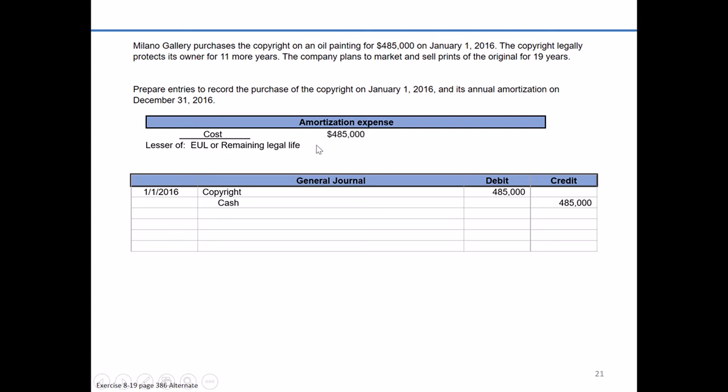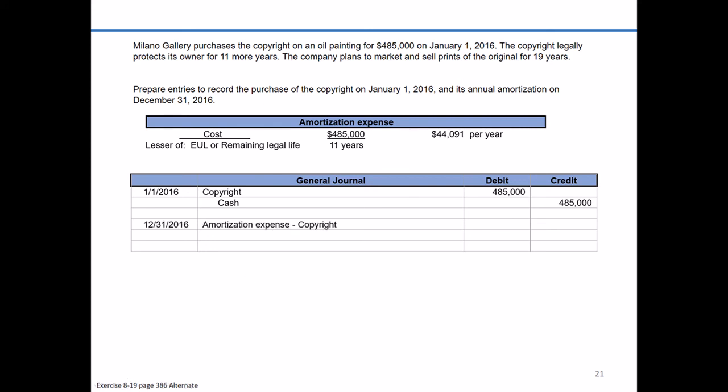So if we start to build this, the cost was $485,000 divided by a life of 11 years. Legal life was 11 years. The company had hoped, though, to continue to market and sell the prints for 19 years. 11 is less than 19, so we'll divide it by 11 years. And it makes sense that it's only legally protecting us for 11 years, so that's the extent to which we want to amortize this particular item. So 485,000 divided by 11 is going to give us annual amortization of $44,091 per year.